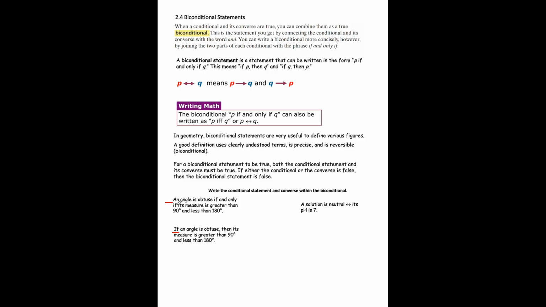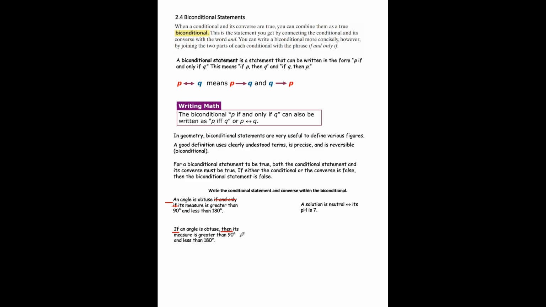If was added to an angle is obtuse. Now, since it's a conditional, it doesn't have if and only if. We've taken if and only if out, and we've added the word then, because every conditional is an if-then statement. So one idea contained in this biconditional is, if an angle is obtuse, then its measure is greater than 90 and less than 180. This biconditional contained two ideas.